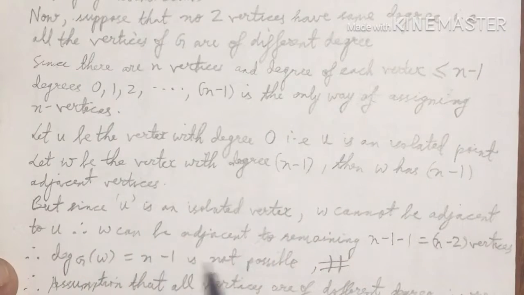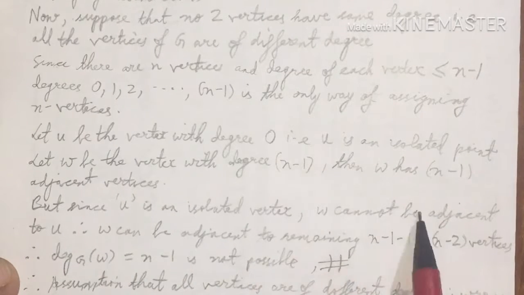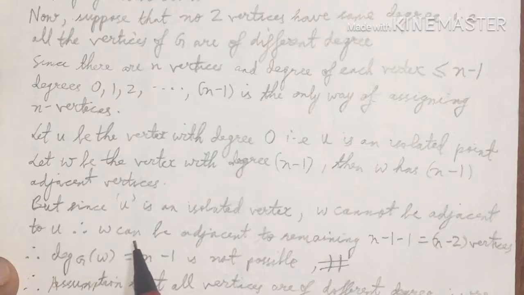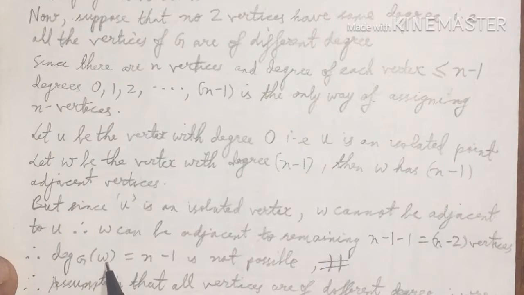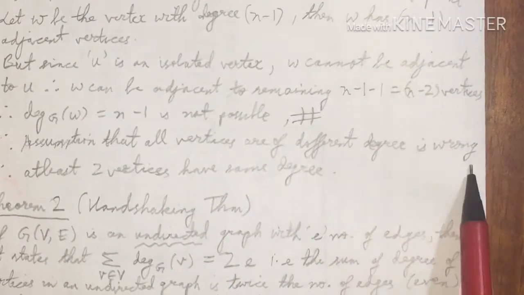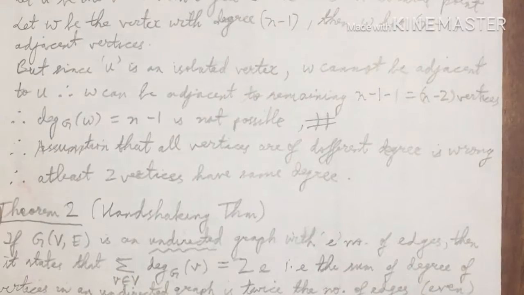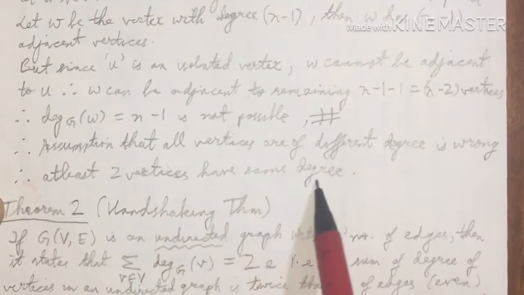This is by the definition of degree. But since U is an isolated vertex, W cannot be adjacent to U. Therefore, W can be adjacent to only the remaining n minus 2 vertices. Therefore, degree of W equal to n minus 1 is not possible. This is a contradiction. Therefore, our assumption that vertices are of different degree is wrong. Therefore, at least 2 vertices have the same degree.